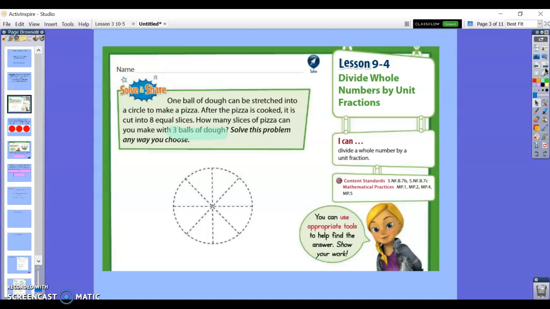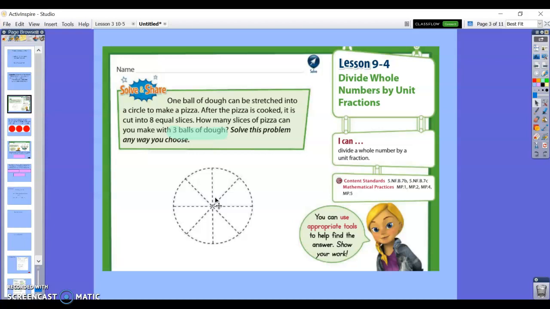So I know that they've given me a visual of one ball of dough, one pizza. And after this ball of dough has been cooked, they sliced it into 8 equal pieces. So this is an eighth, this is an eighth, eighth, eighth, all the way around. Each individual slice is 1/8 of the pizza.